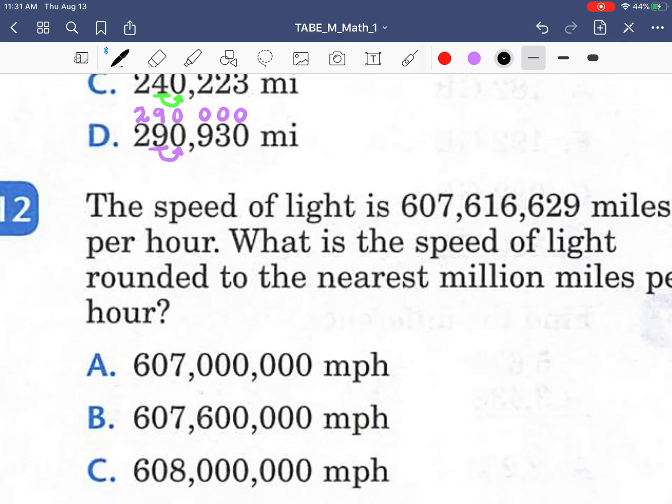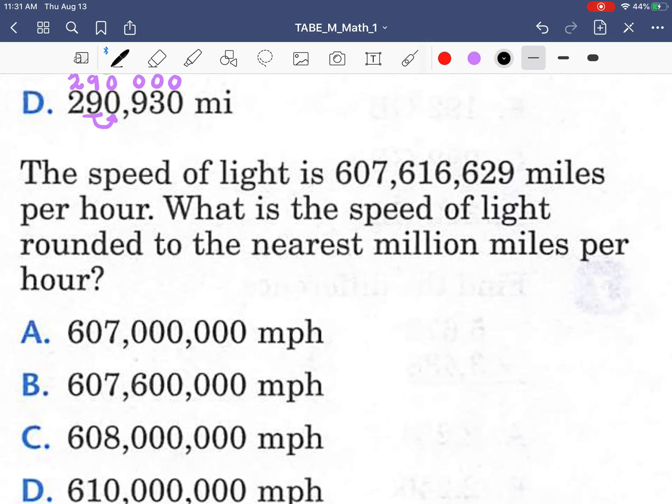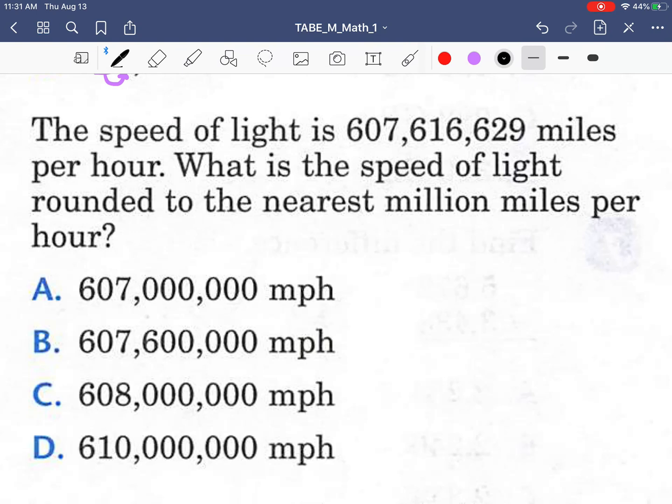Number 12. The speed of light, nothing faster than the speed of light, is 607,616,629 miles per hour. What is the speed of light rounded to the nearest million miles per hour? Point of reference is million. Speed of light is 607,616,629.